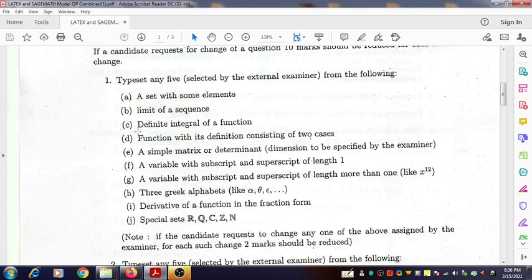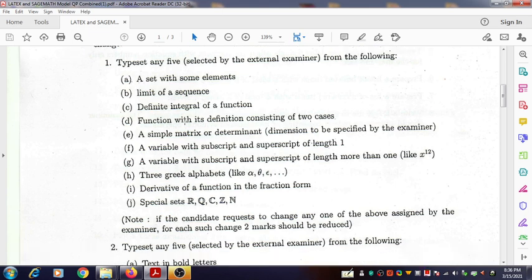So the next question is a definite integral of a function. So here you have to type the integral. You have to display the integral symbol together with its limits, lower limit and upper limit. If the function is not given in the question paper, then you have to select a function of your choice, and then you can use that function. But normally you can expect a function or an expression will be given in the question paper.